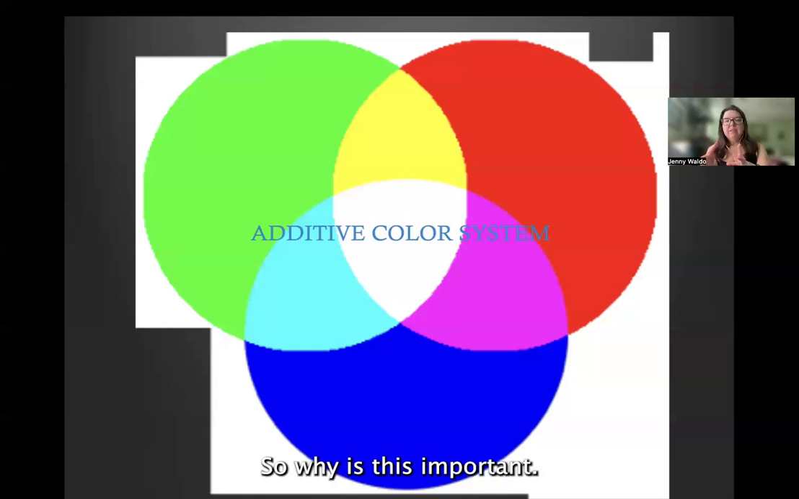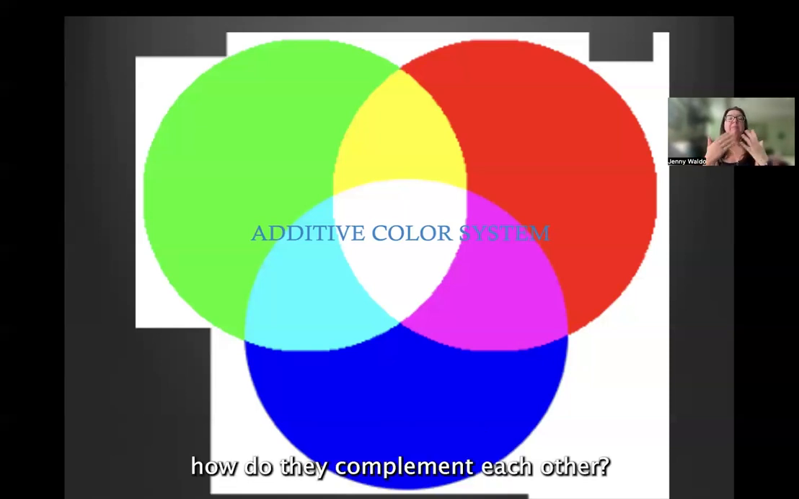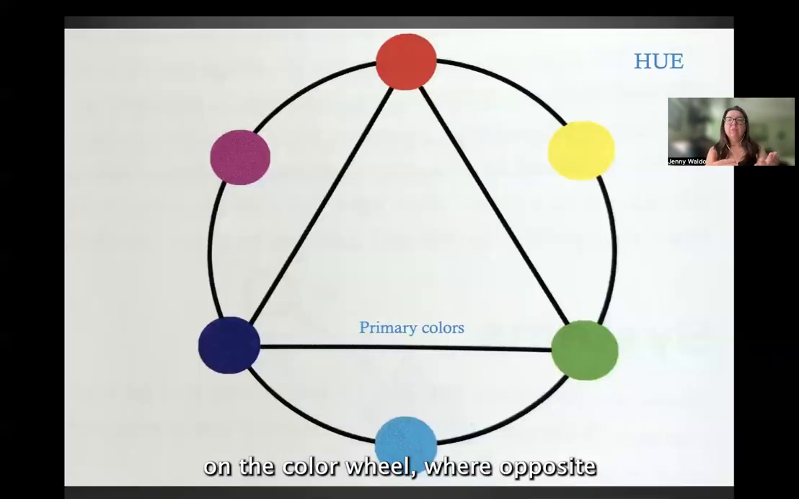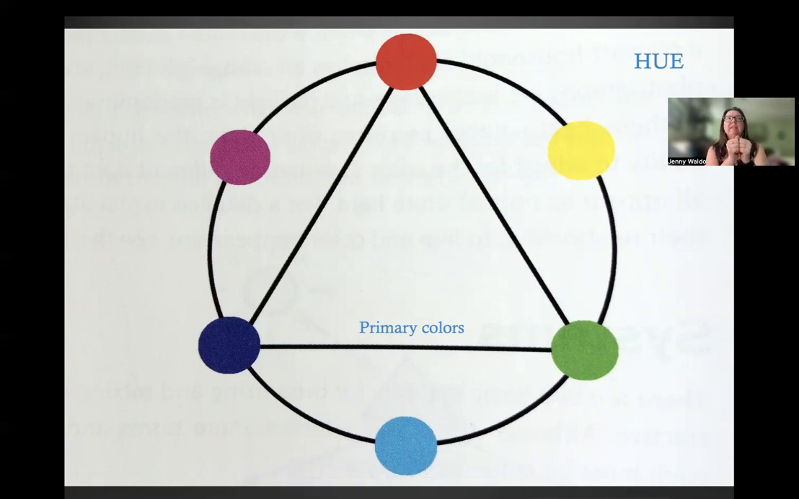So why is this important? It has to do with saturation, and we'll talk about this in a minute. But figuring out what is your hue, how do they complement each other. Another thing that's important is understanding where things fall again on the color wheel, where opposite colors can create a lot of contrast. And we've talked about this a little bit briefly in the last video, where contrast creates a more intense image.